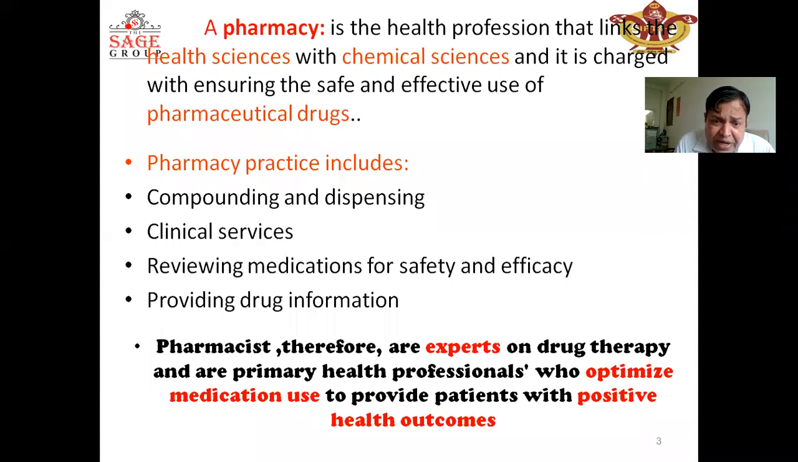Pharmacy practice includes compounding, dispensing, clinical services, and reviewing medication for safety and efficacy. Pharmacists have the right to review the medication or prescription as per the condition of the patient, the history of the patient, or the effect of that particular medication on the patient. Providing drug information to the patient or society regarding new drugs or the prescription is also part of it. Pharmacists are experts on drug therapy and primary health professionals who optimize medication use to provide patients with positive health outcomes.